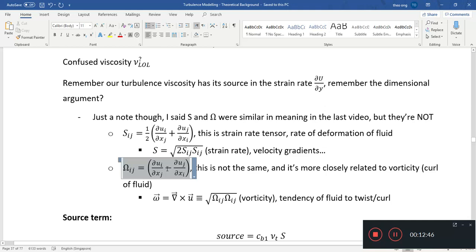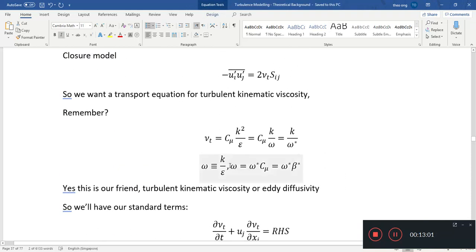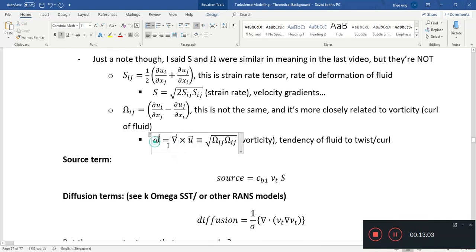And this omega ij is not exactly the same. While you see velocity gradients here, this is actually more to do with the curl or vorticity. So recall that the vorticity, the curl omega, is a different omega from this omega here, just beware. This vector omega is the curl of the velocity, and its magnitude is the square root of this big omega ij. So this tensor measures the tendency of the fluid to twist, curl around or rotate.